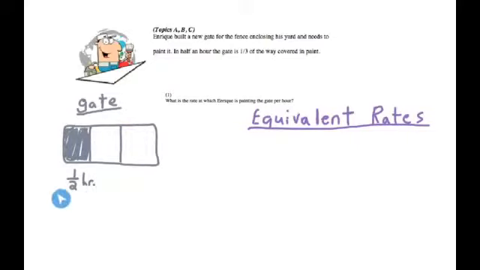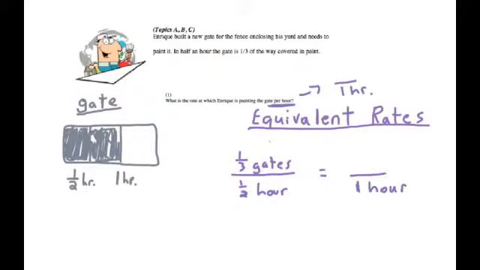So we can see here that Enrique has been working for 1/2 hour, and at that point 1/3 of the gate is painted. Here, this model translates to this rate: 1/3 gates per 1/2 hour. So now we look back to the question. It says, what is the rate at which Enrique is painting the gate per hour? And so that language per hour translates to over 1 hour, or a denominator of 1 hour. So when another increment of time goes by, so when we get to 1 hour, a half hour has passed, and so he'll paint another 1/3 of the gate.